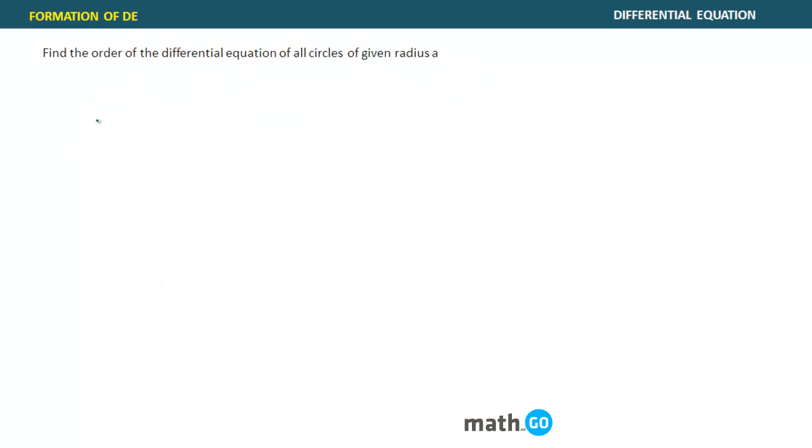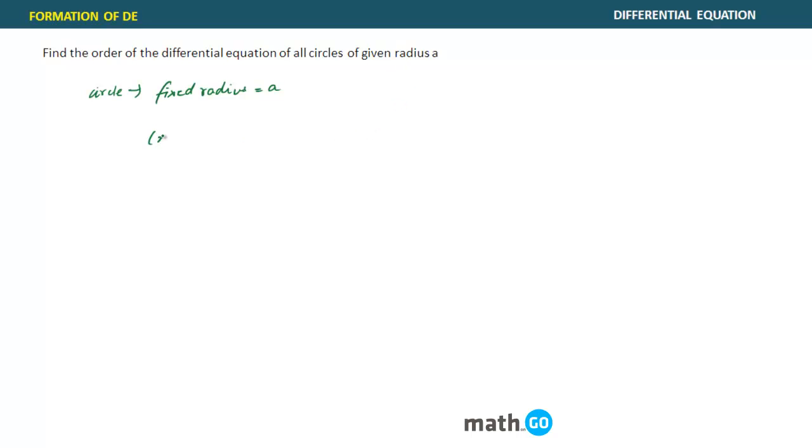So the next problem is asking to find the order of the differential equation of all circles of given radius a. So you are not asked to find the differential equation, you just have to find the order. So what is given about the circle? For a circle, what is given? That it has a fixed radius, that is equal to a. So that means it is not an arbitrary constant anymore, right?